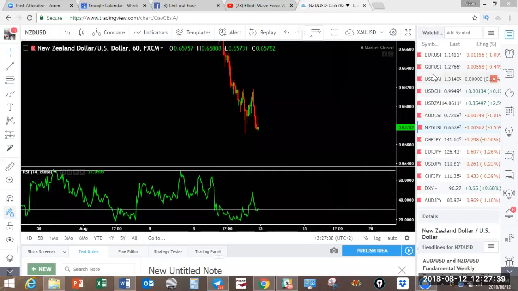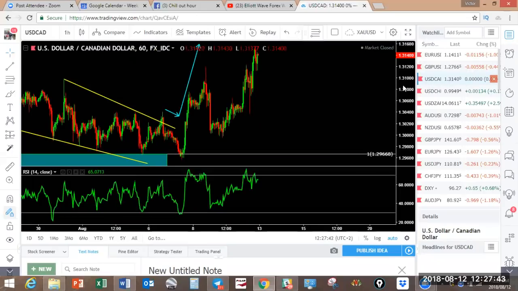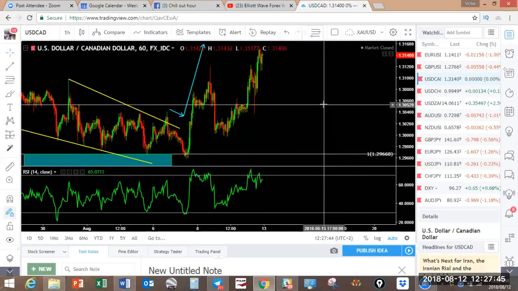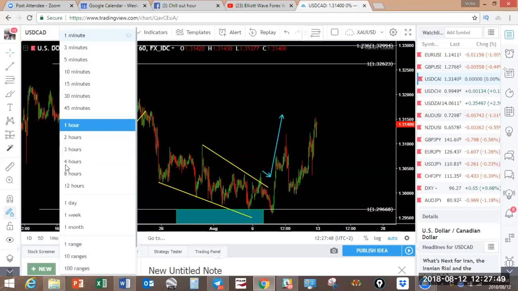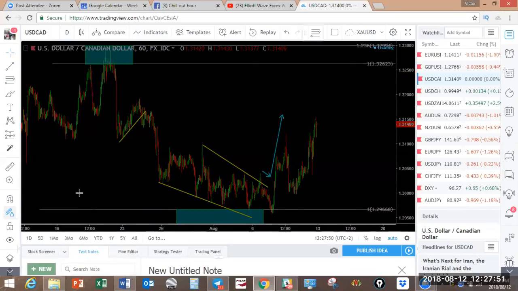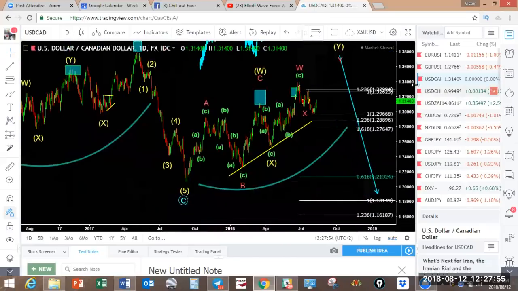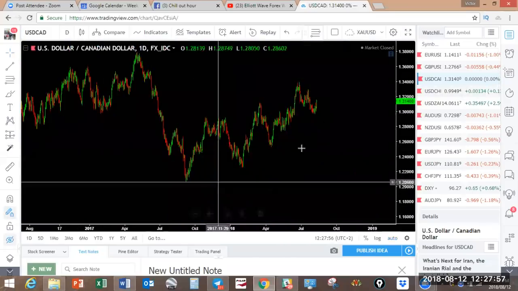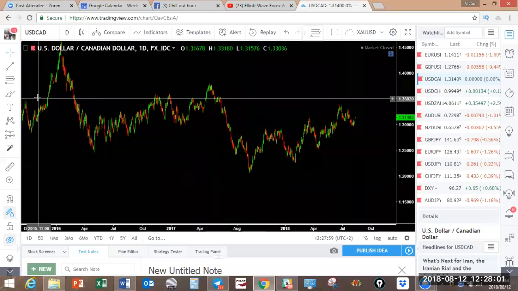So now let's look at US dollar CAD as well. US dollar CAD, we discussed during the trade recap that we had this bounce, but I have to show you the daily on this pair. I'm going to switch everything off there. So this is what we discussed last week.